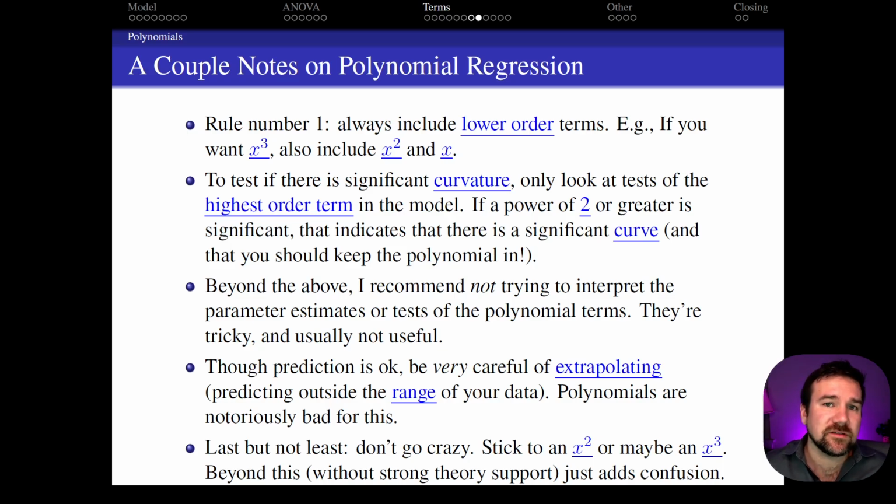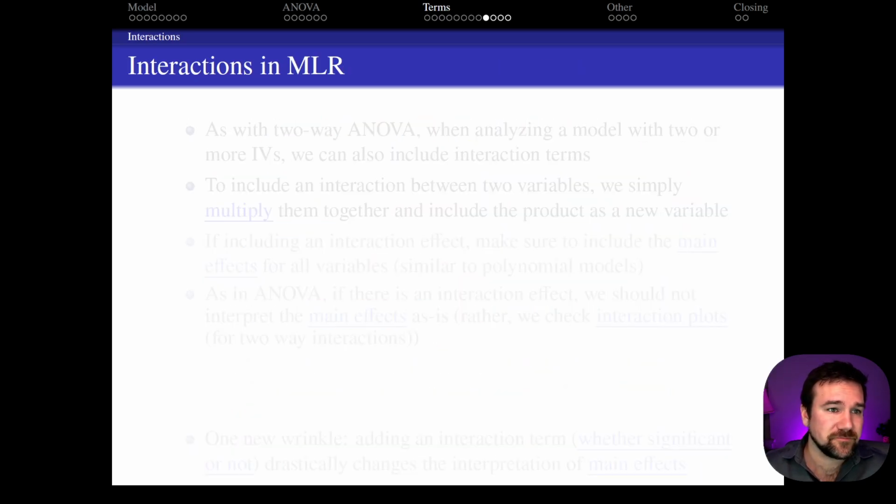Those theoretical reasons can be really, really important. So I would recommend theoretical support. If you're just playing around with it, again, x squared, x to the third, that's where I would max out. Without strong theoretical support, I wouldn't go much beyond that. And ultimately, it's because that just adds a lot of confusion, especially as you get near the tails. As you add a whole bunch of terms, they just shoot off faster and faster at the tails, which might make any extrapolation completely inappropriate.